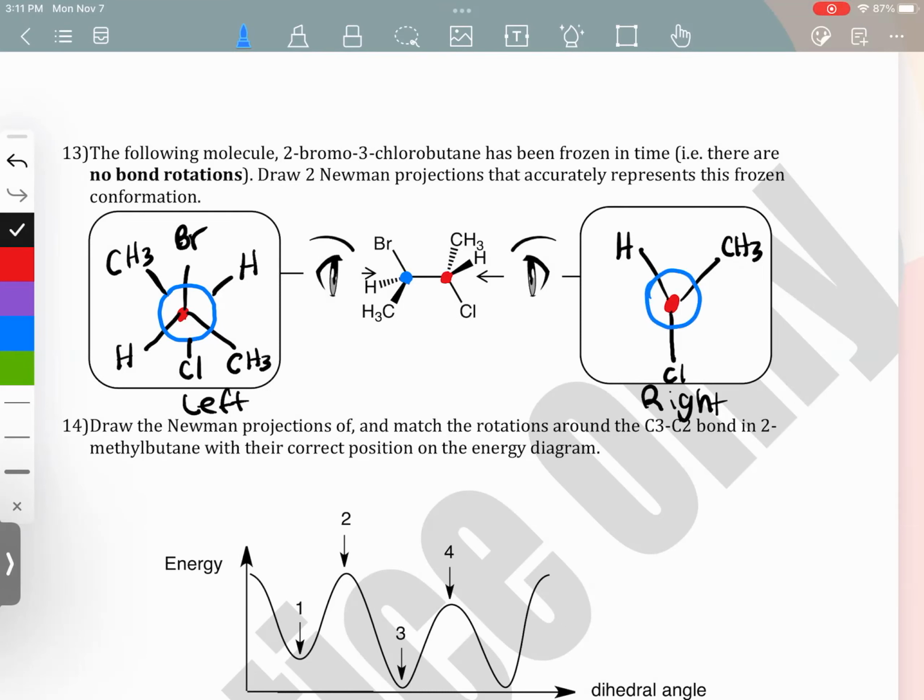Big carbon. So bromine's going up, of course it's on the solid line. All right, so what's left and what's right? The left is the methyl and the right is the hydrogen, the single one. Exactly. Left is methyl, C3. Right, hydrogen. So this is our Newman projection from the right.